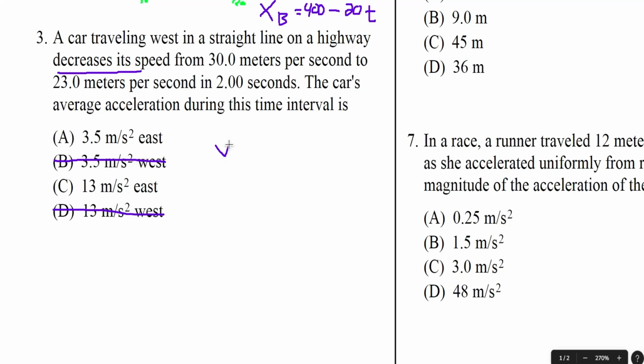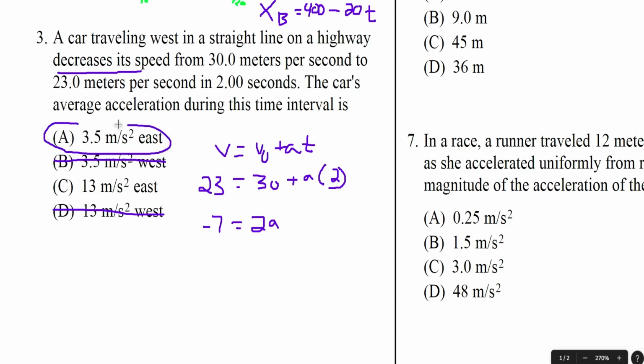Then I can use my equation, v equals v naught plus at. So it goes from 30 to 23. So 23 is going to be over here, 30 is going to be over here. It's still west the entire time, so there's no sign difference. I'm going to plug in 2 for time over here. So subtract the 30 over, we get -7 equals 2a. Solve it, and we end up getting -3.5 meters per second squared.